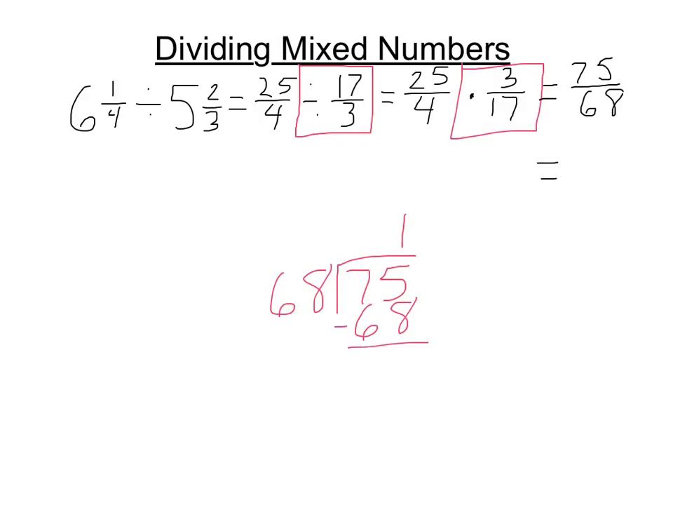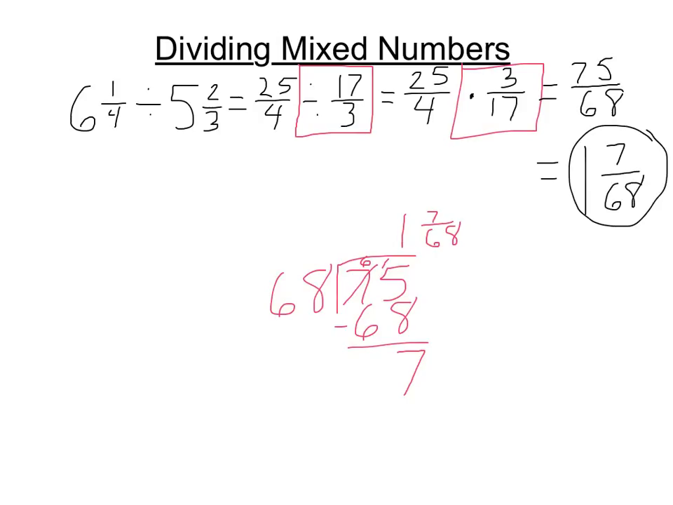And if we subtract, so borrow from the 7, that becomes a 6. That becomes 15. 15 minus 8 is 7. And 6 minus 6 is nothing. So my remainder becomes my numerator, and whatever was the denominator still is. So the answer is 1 and 7/68. So whether it's multiplying mixed numbers or dividing mixed numbers, we always change them into improper fractions first. Moving on in 3, 2, 1.